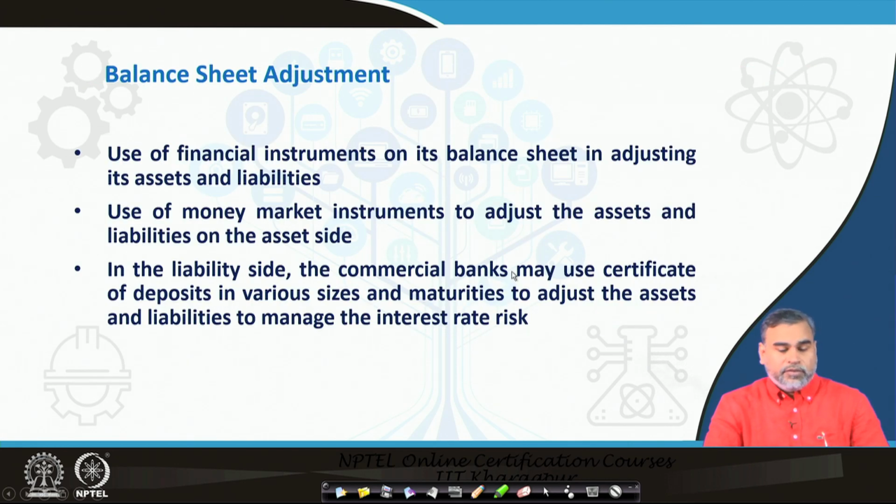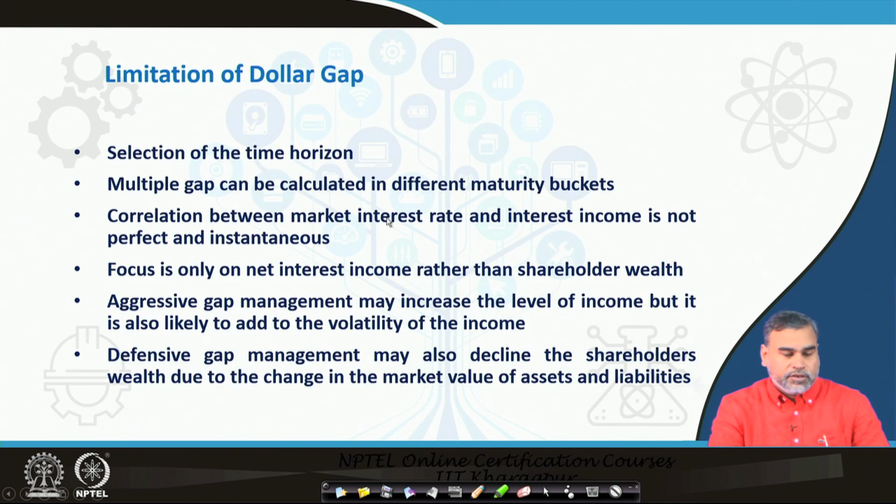They can also make balance sheet adjustments. They can use money market instruments to adjust the assets and liabilities, because these are very short term in nature, or on the liability side, they can use certificates of deposit of various sizes to adjust the assets and liabilities to manage the interest rate risk. This is what we just now discussed. That is basically called the balance sheet adjustments.